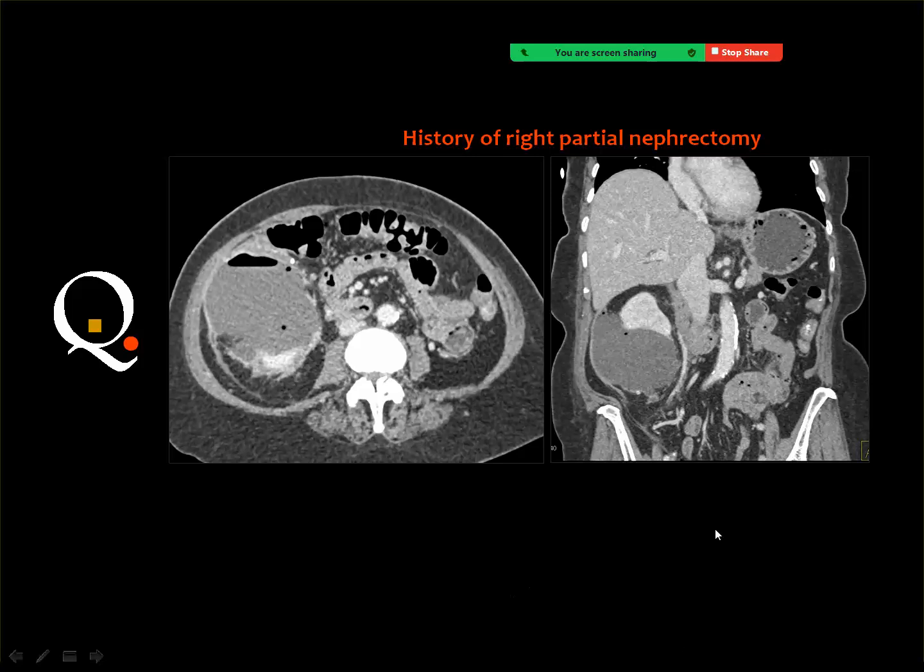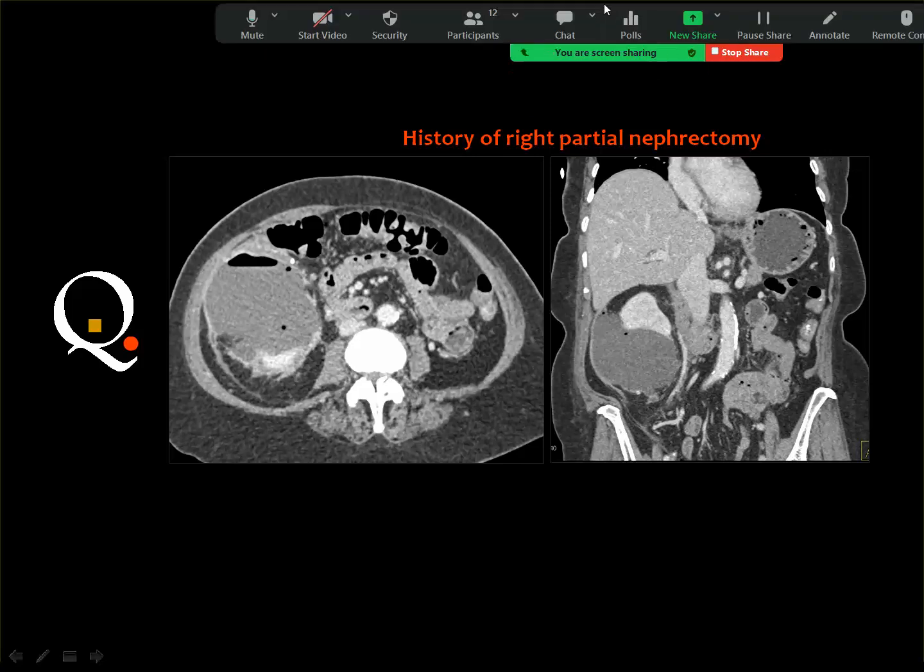The next case is a patient with a history of right partial nephrectomy, and at the operative bed you can see this appearance.